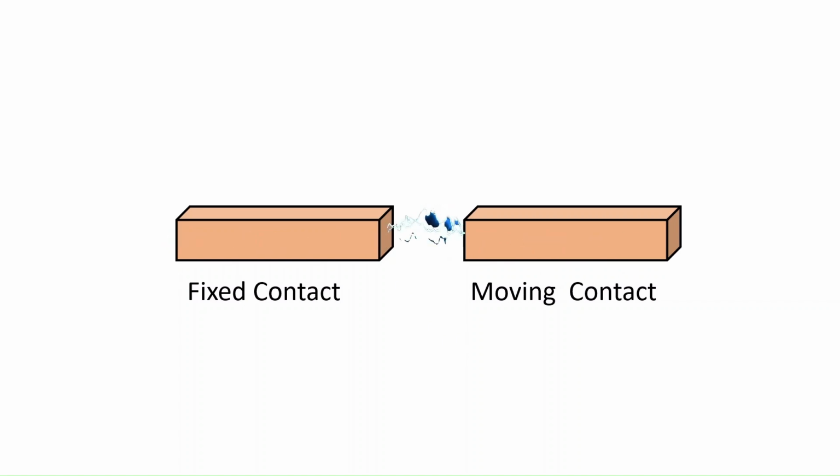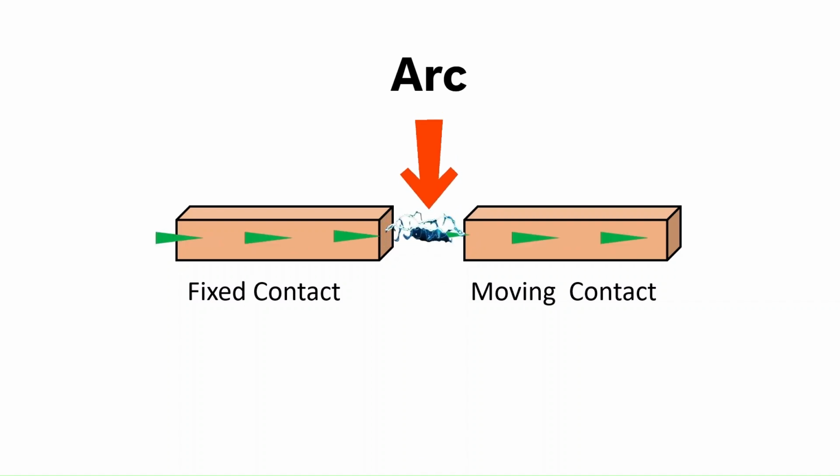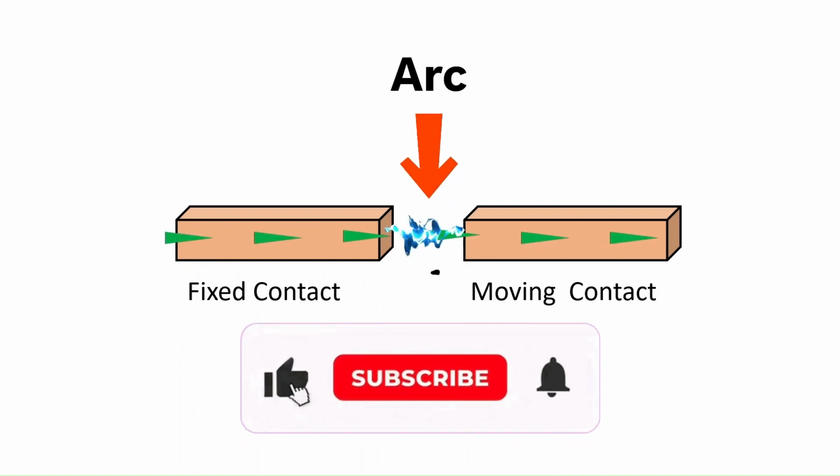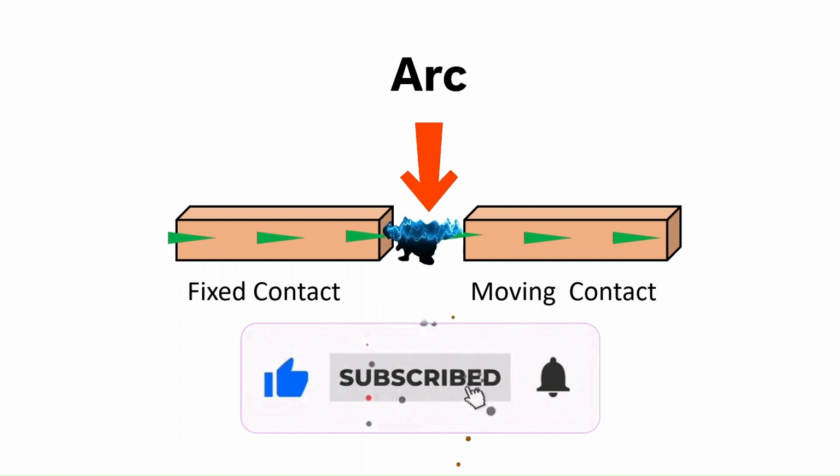Separating the contacts forms an arc, which is a highly ionized conductive plasma. This arc must be extinguished quickly to prevent damage to the contacts and surrounding equipments. Therefore, circuit breakers use various methods to quench the arc, such as cooling, compressing, or replacing the ionized medium with fresh gas. The choice of arc quenching medium depends on the voltage level and current rating of the circuit breaker.